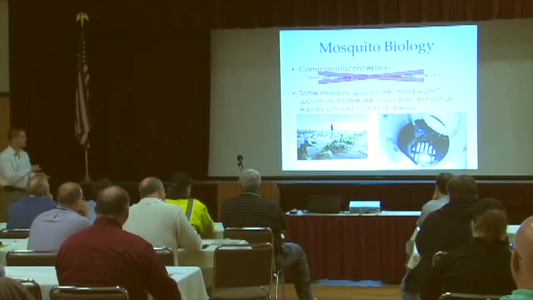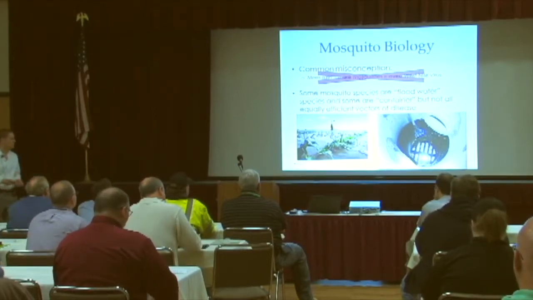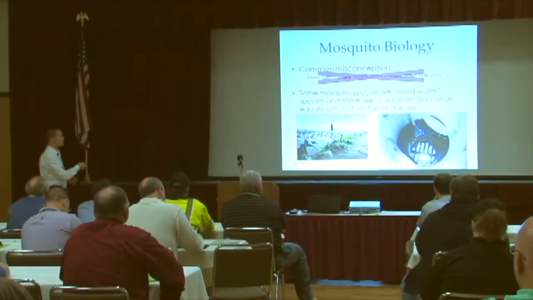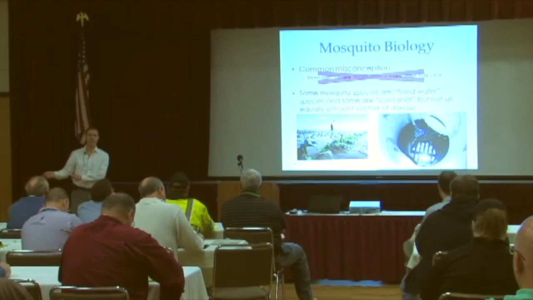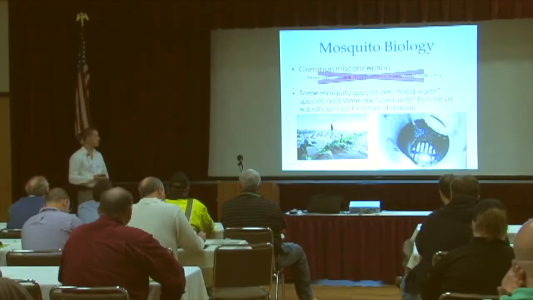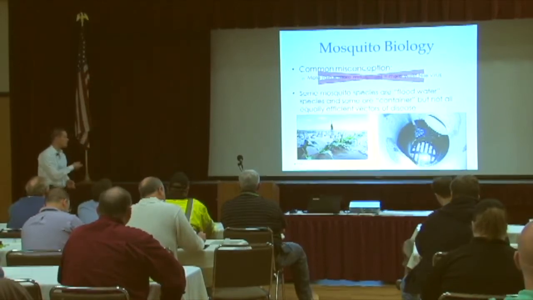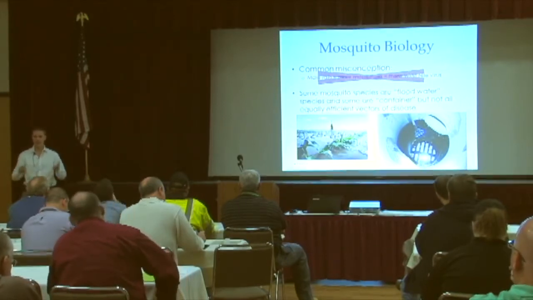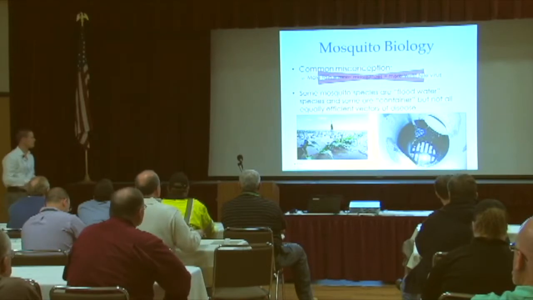But as an example, for other vector-borne diseases, mosquito-borne diseases, say Rift Valley fever, that is primarily amplified by a floodwater species. That's in Africa only. It's not occurring here in the U.S. So large epidemics of Rift Valley fever virus occur after a large rain event. And so, again, two totally different types of systems.